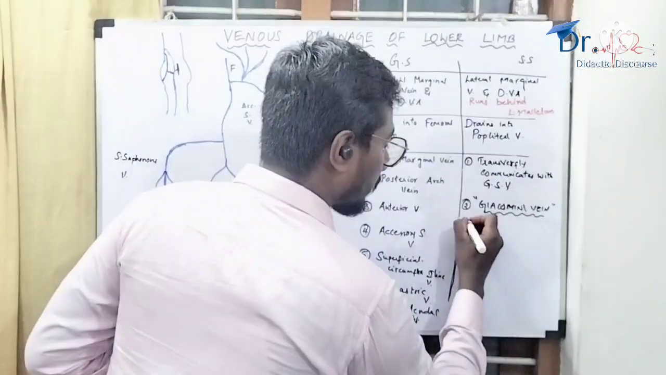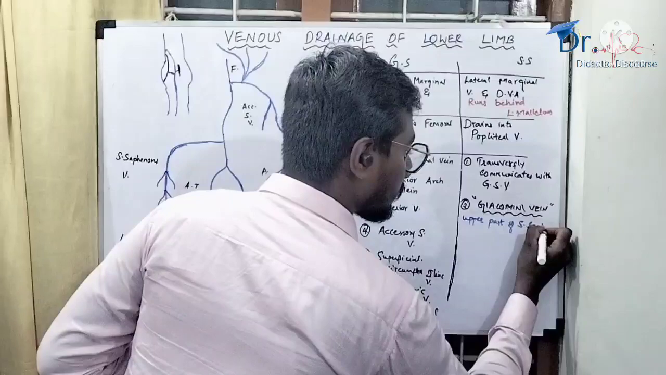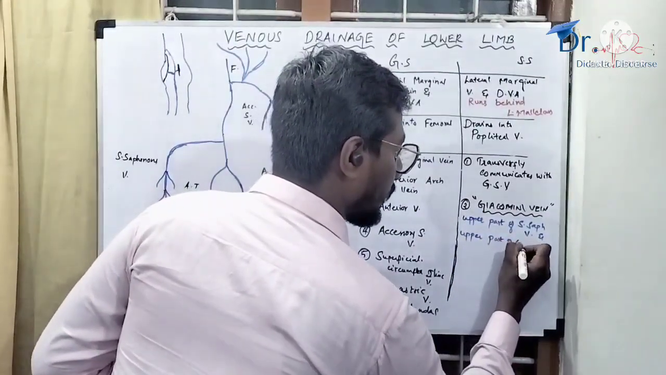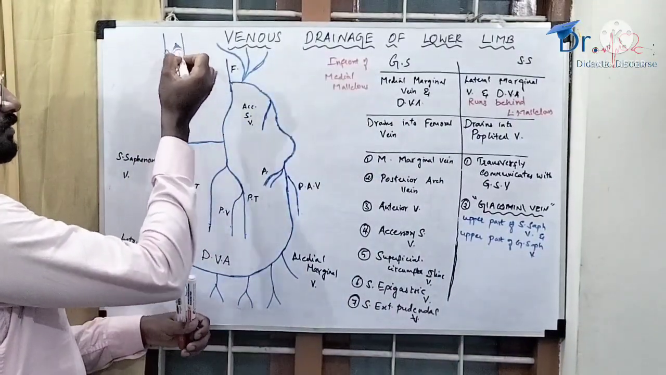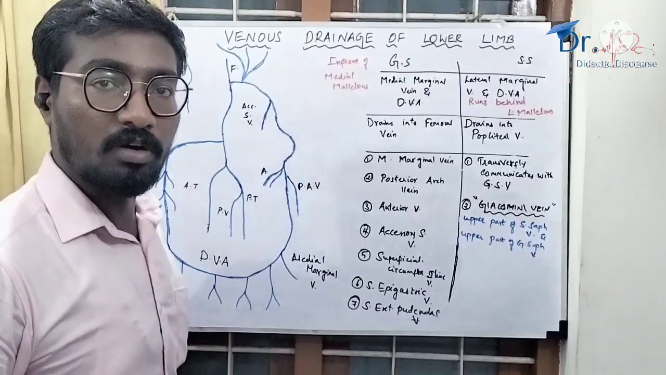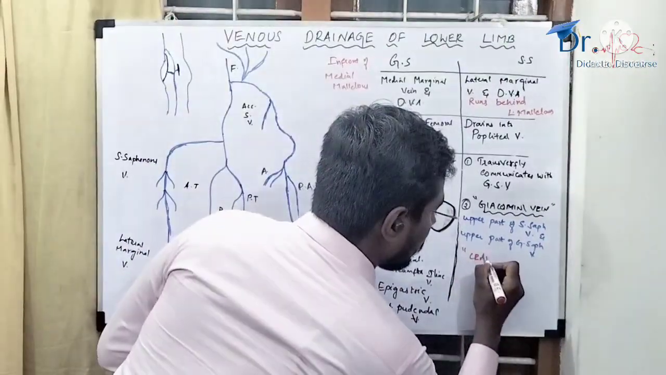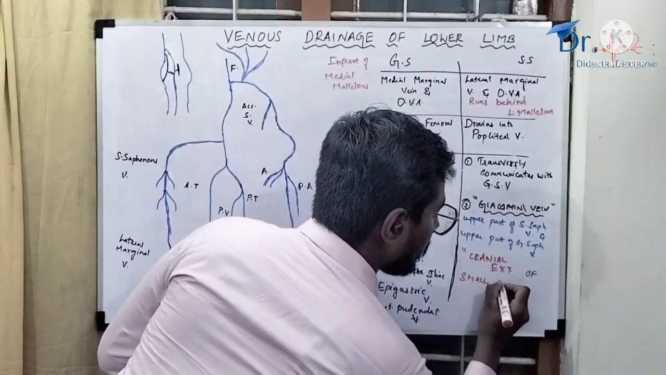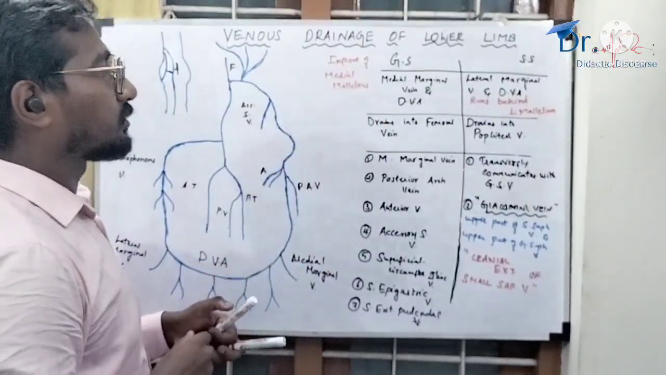The Giacobini vein runs from the upper part of the small saphenous vein, and it runs medially to reach the upper part of the great saphenous vein. This Giacobini vein is also called the cranial extension of the small saphenous vein.